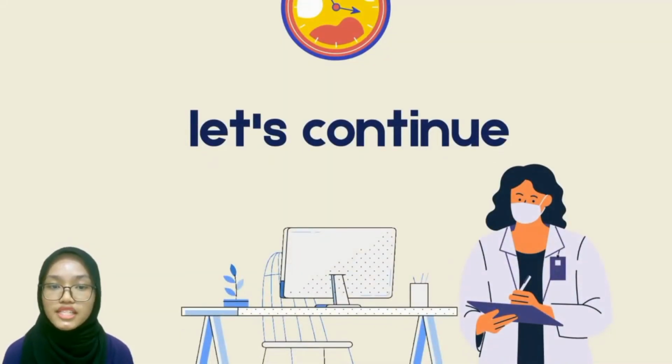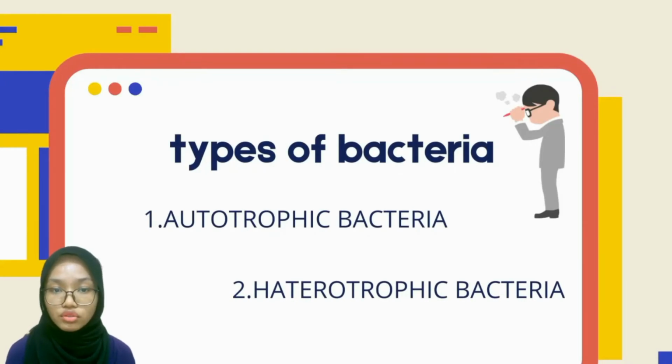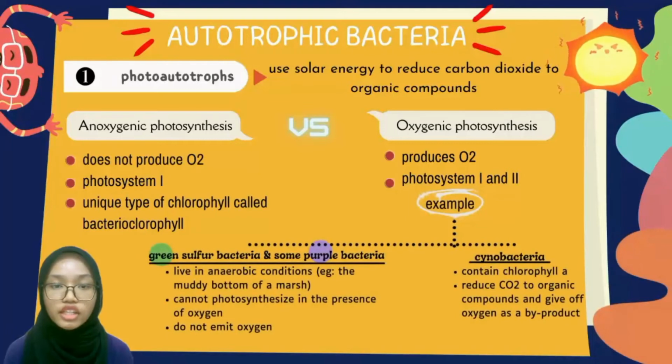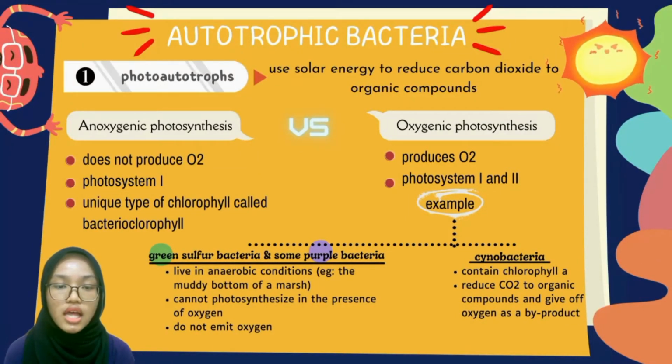So we will continue to the next subtopic. For this topic, there are two types of bacteria, which are autotrophic bacteria and heterotrophic bacteria. Autotrophic bacteria are divided into two types, photoautotrophs and chemoautotrophs. The first one is photoautotrophs.